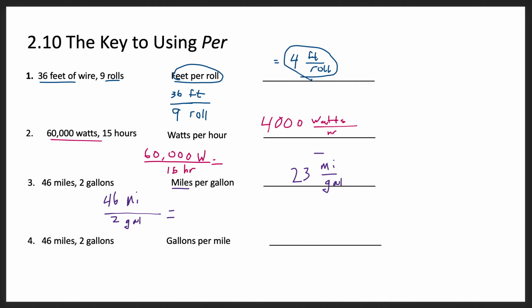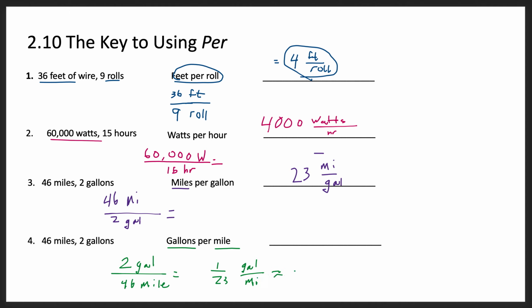Let's go with this last one. If you notice, it looks like it might be tricky, but remember, the first number goes on top, the second one goes on bottom. So in this case, gallons is going on top. That's 2 gallons over 46 miles. You can do this one of two ways. You can do it as a fraction. If I leave it as a fraction, I get 1 over 23, and that would be gallons per mile.